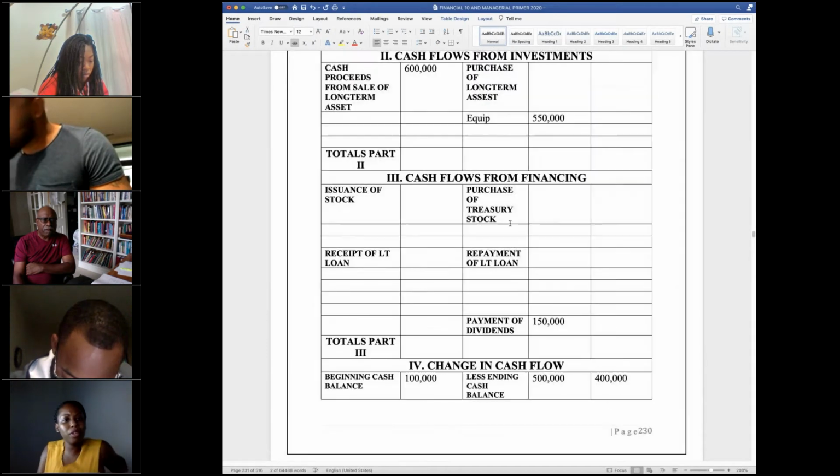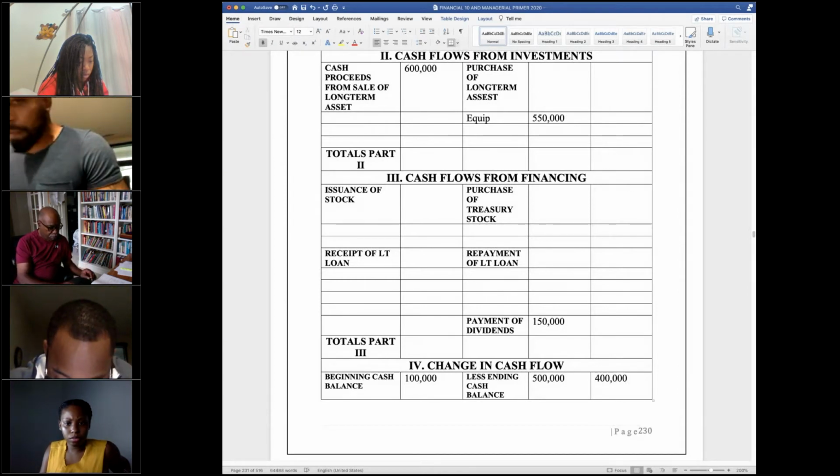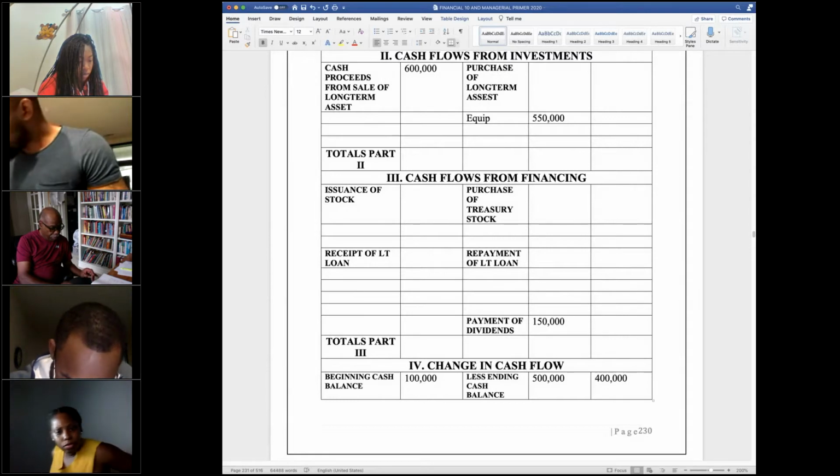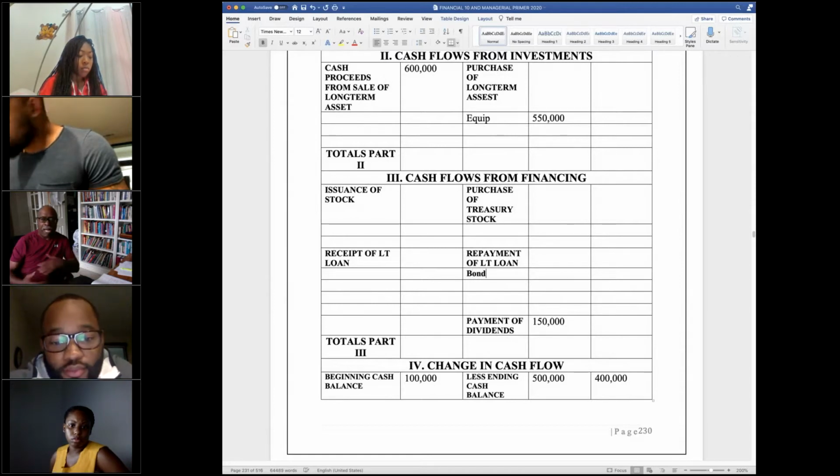You're talking about in cash flow 3? Yep, cash flow 3. Good point. Because it's long-term. Bonds and notes are typically long-term. Accounts payable is short-term. Got it? How much did we say that was? 50,000. Okay.